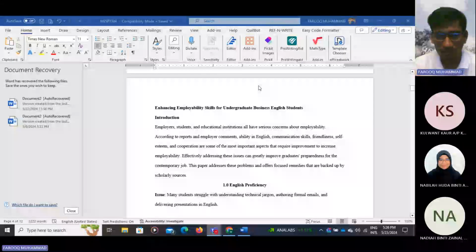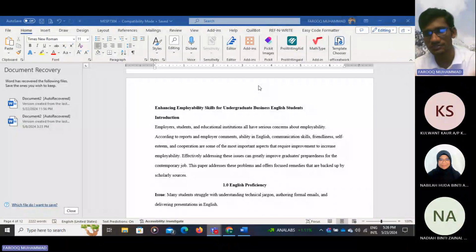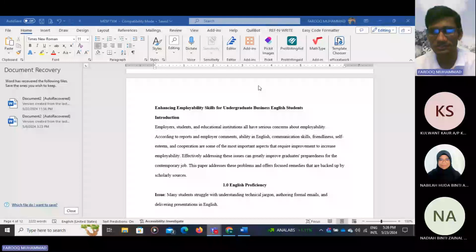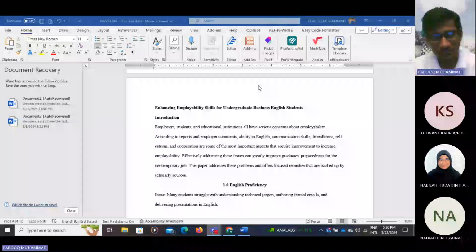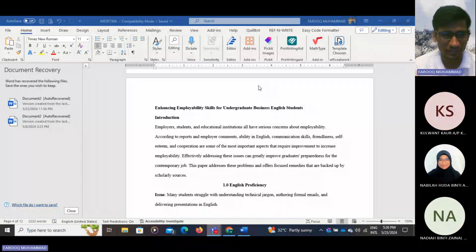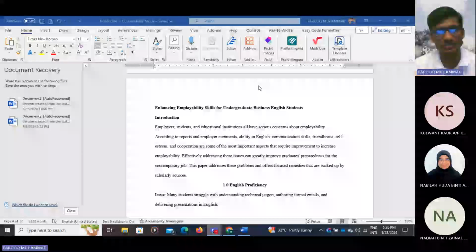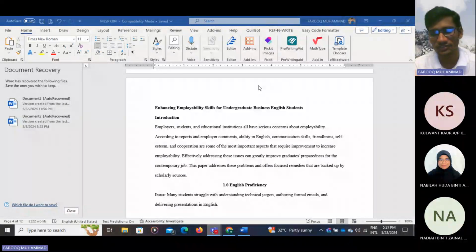Enhancing employability skills for undergraduate business English students. As we know, employers and employability are very important in every country. When you talk about employability, it's a very common thing when an educated person comes to employment and does his best. If it's not from his industry, then it will be very difficult for him. So the things considered for employability for specific streams are very important.